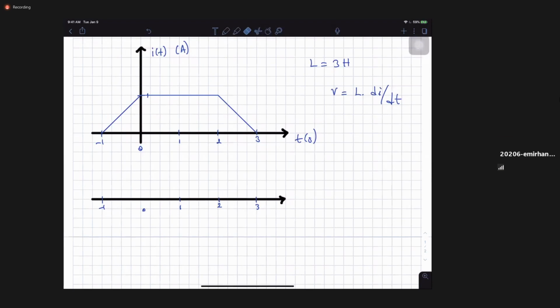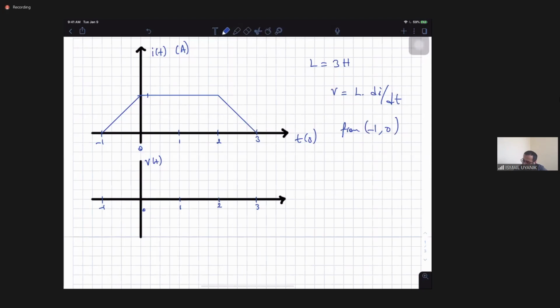There is a positive change, so di per dt is equal to, I think, 1. So the voltage is 3 henries times 1, which is 3 volts. Okay, so you're saying from -1 to 0, di over dt is 1, so in this region the voltage is 3 times 1, that is 3 volts, right? Yes. So you're saying the voltage will be constant here. Yes, I think. Okay, so let's say this is 3 volts.